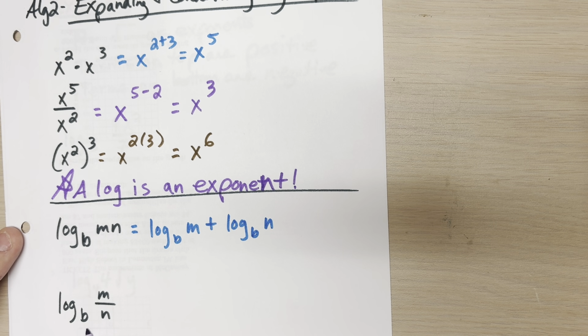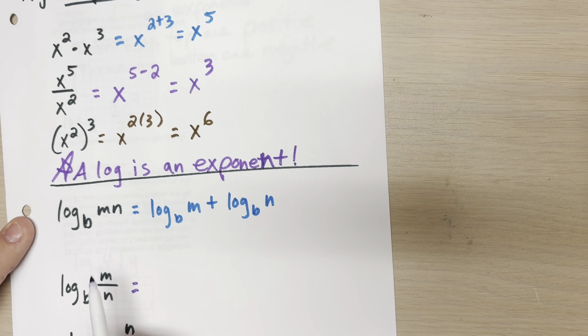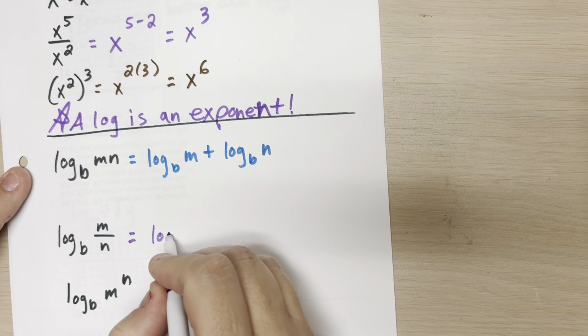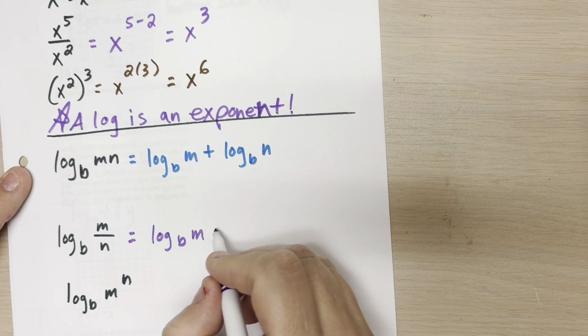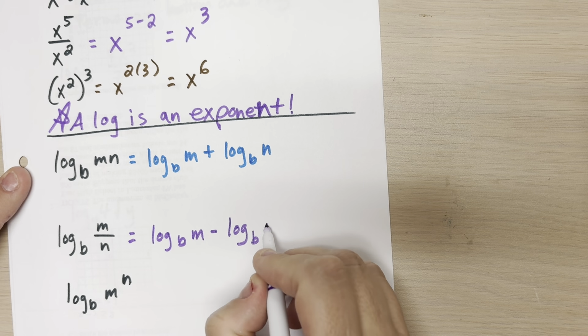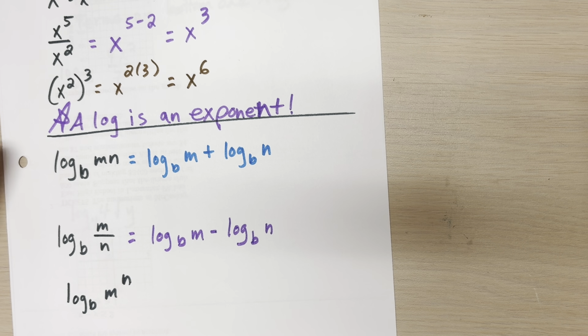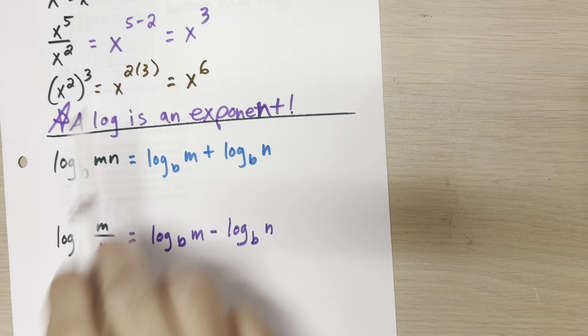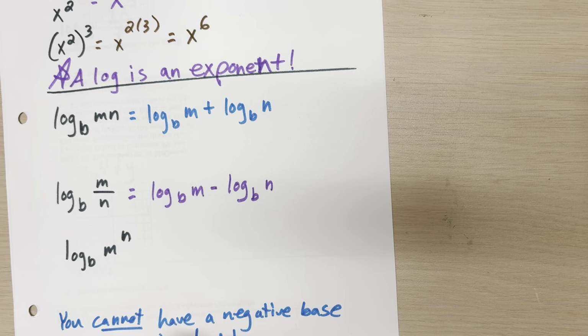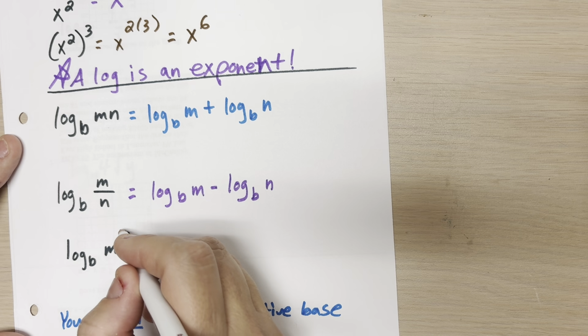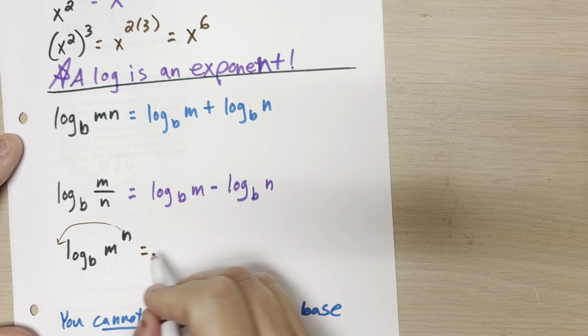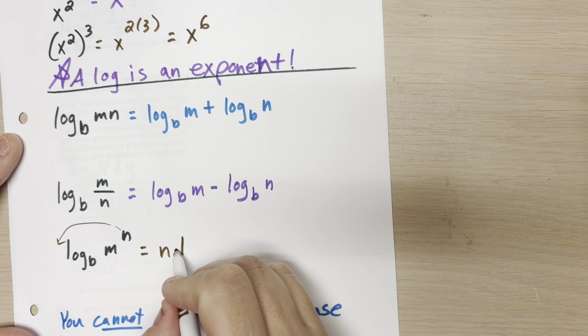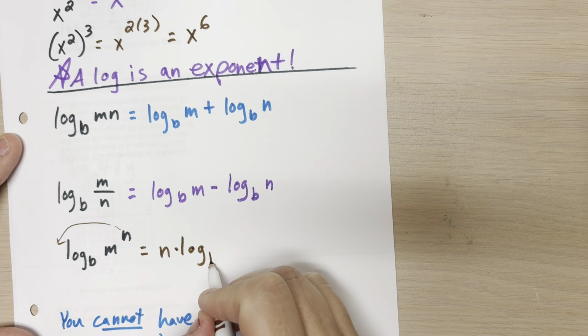Similarly with division, I'm going to subtract. So I've got log base b of m minus log base b of n. Finally, when I'm raising a power to a power, I multiply the two exponents. Now with this, I've got log base b of m raised to the n power. What I'm going to do here is essentially kind of bring that n down in front. So this is n times log base b of m.